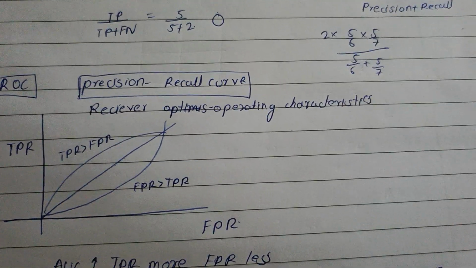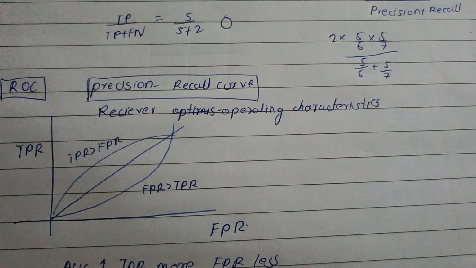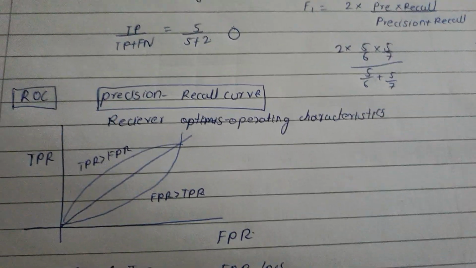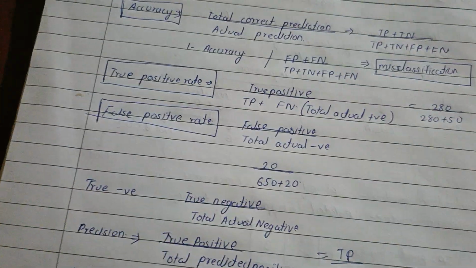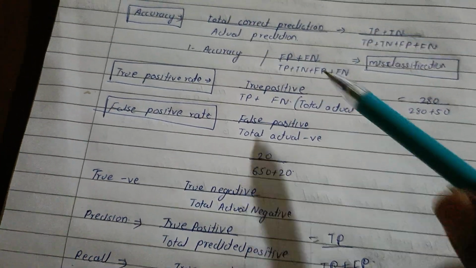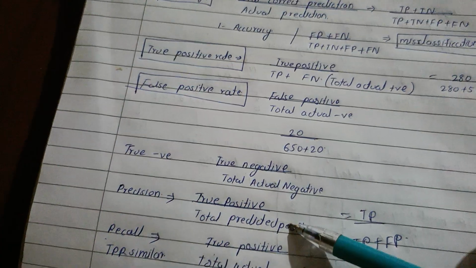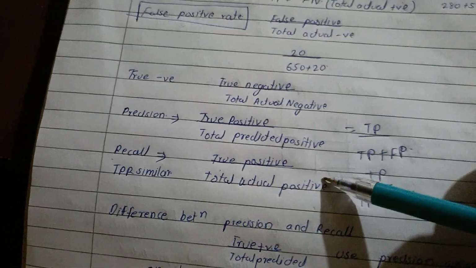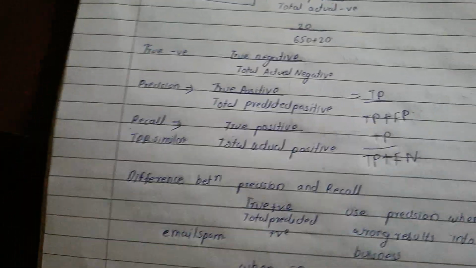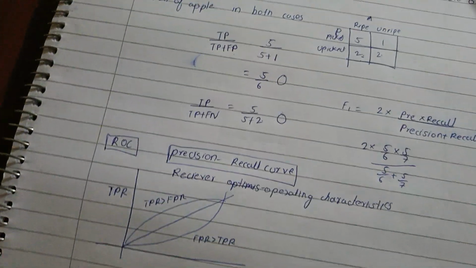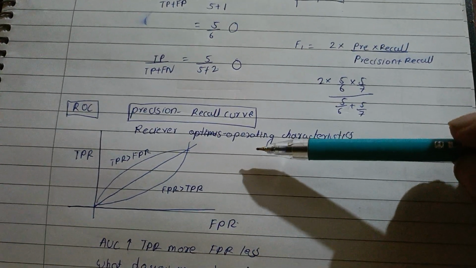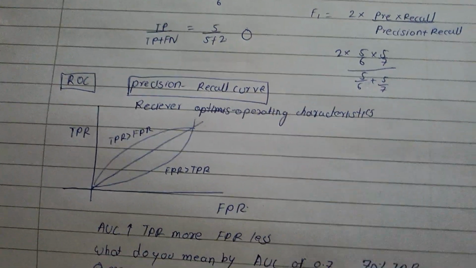Then we looked at accuracy, which is true positive plus true negative divided by all cases. Misclassification is 1 minus accuracy. Precision is used when your false positive is of more importance. Recall is used when your false negative is of more importance. And then we have the F1 score and ROC. F1 score is the harmonic mean of your precision and recall, and ROC is a graph between true positive rate and false positive rate.